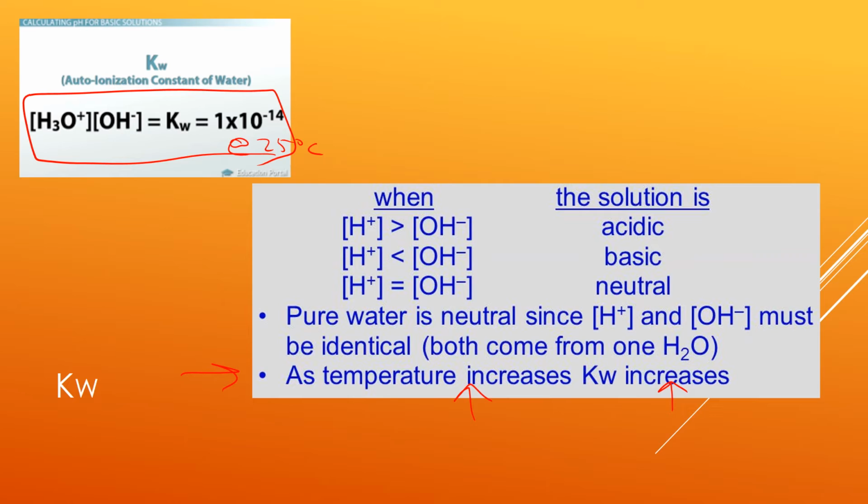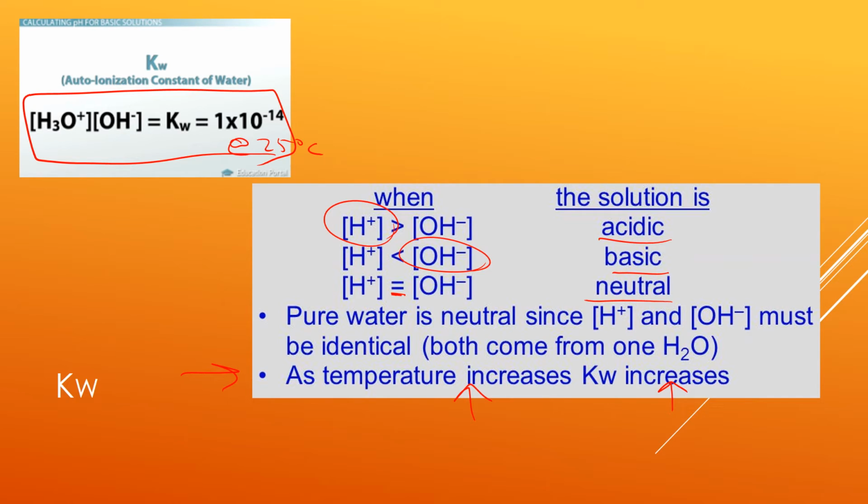What I can do with Kw is solve for my H+ and my OH- concentration, and when I do so, I can compare those values to tell if the solution is acidic, basic, or neutral. So if I have more H+, then that solution is acidic. If I have more OH-, that solution is basic, and if those are equal, then I have a neutral solution there.